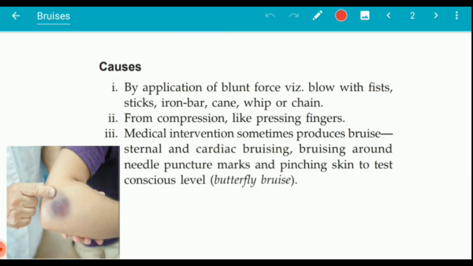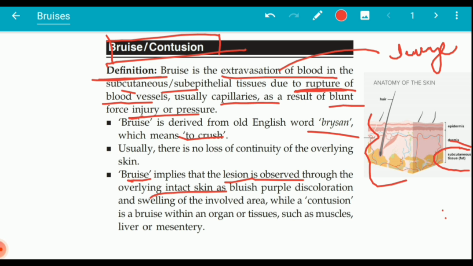This is how a bruise looks. It has happened on the skin's uppermost layer. This is the bruise, and a bluish purple color is observed. There can be slight pain or swelling in these areas as well. But a contusion is a bruise as well.